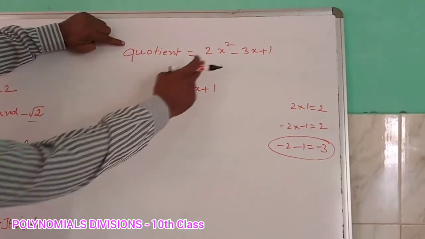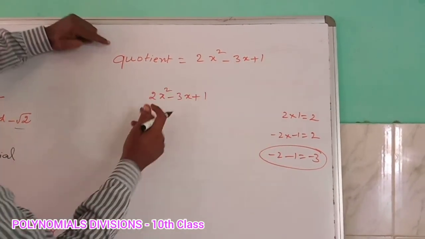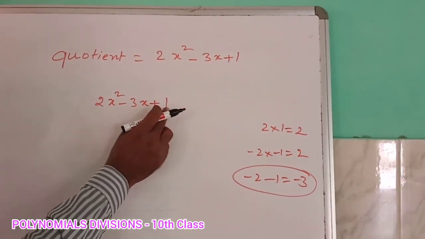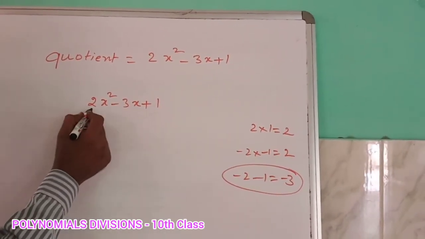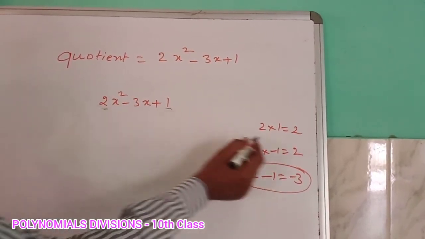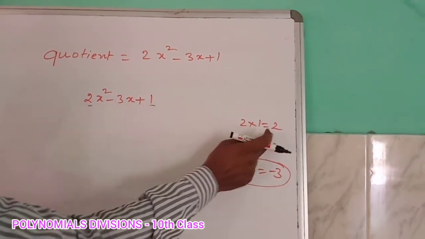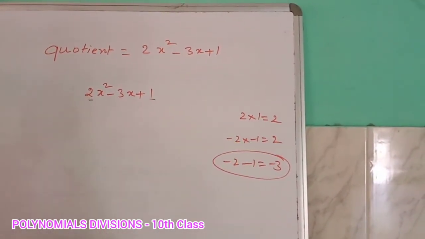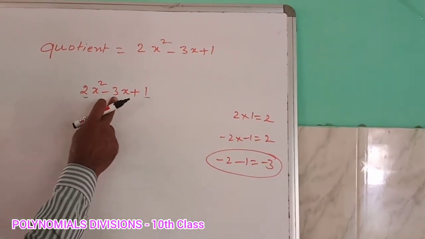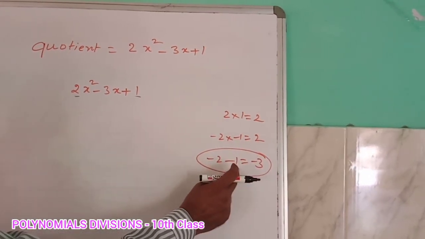The quotient is 2x square minus 3x plus 1. Then find out the factors of the quotient 2x square minus 3x plus 1. So the x square coefficient is 2 and the constant value is 1. 2 into 1 equal to 2, the product of the x square coefficient and the constant. We need two numbers whose product is 2 and whose sum is the x coefficient, minus 3. So minus 2 into minus 1 equal to plus 2, and minus 2 minus 1 equal to minus 3.